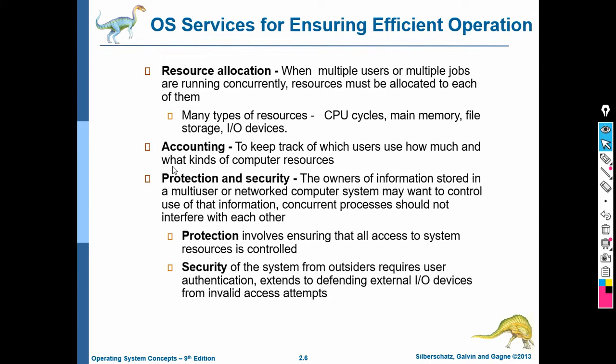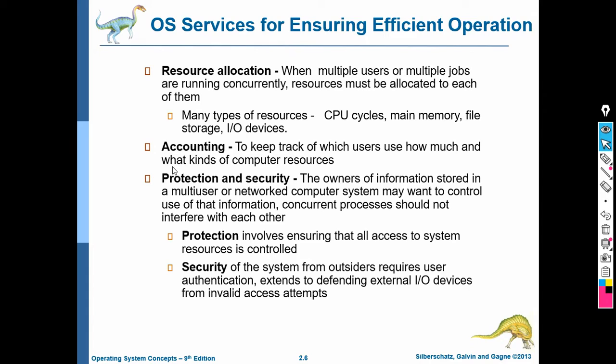Another kind of service is accounting. To keep track of which user uses how much and what kind of computer resources is also required to be accounted. Protection and security: the owners of information stored in a multi-user or networked computer system may want to control use of that information. Concurrent processes should not interfere with each other. In order to protect the computer resources from others, when all are connected to the same internet, these kinds of services are very much essential.